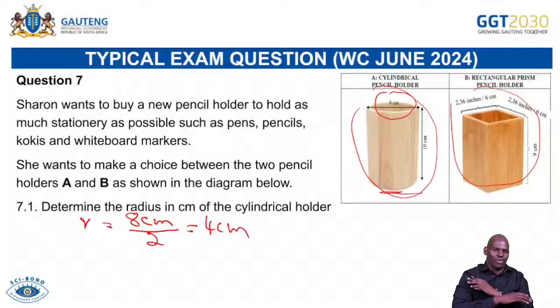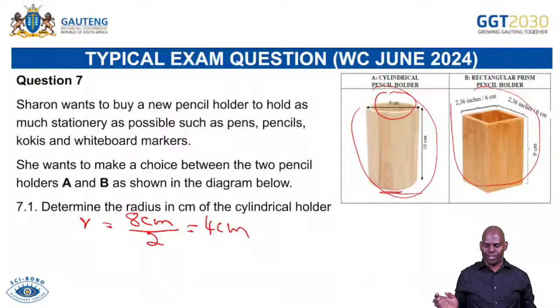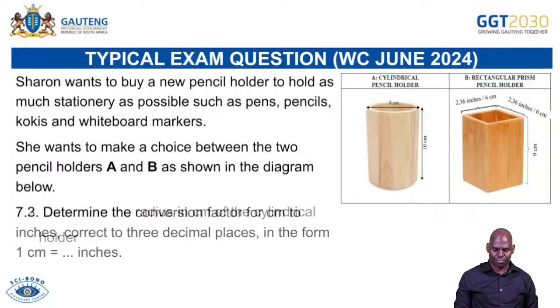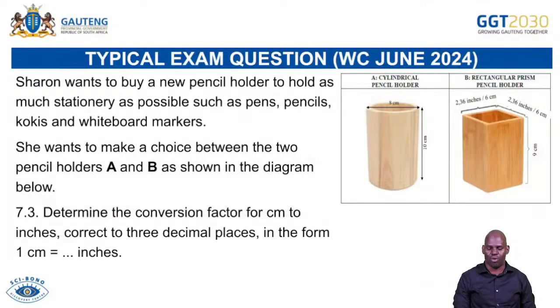I think up to now, whether they give you a diameter and say write it as a radius, or they give you a radius and say write it as a diameter, you did a lot of questions based on such type of questions. So you must be able to answer it. Okay, for 7.2, I think it's a similar question. And then 7.3 is: determine the conversion factor for centimeters to inches correct to 3 decimal places in the form 1 centimeter is equal to inches.